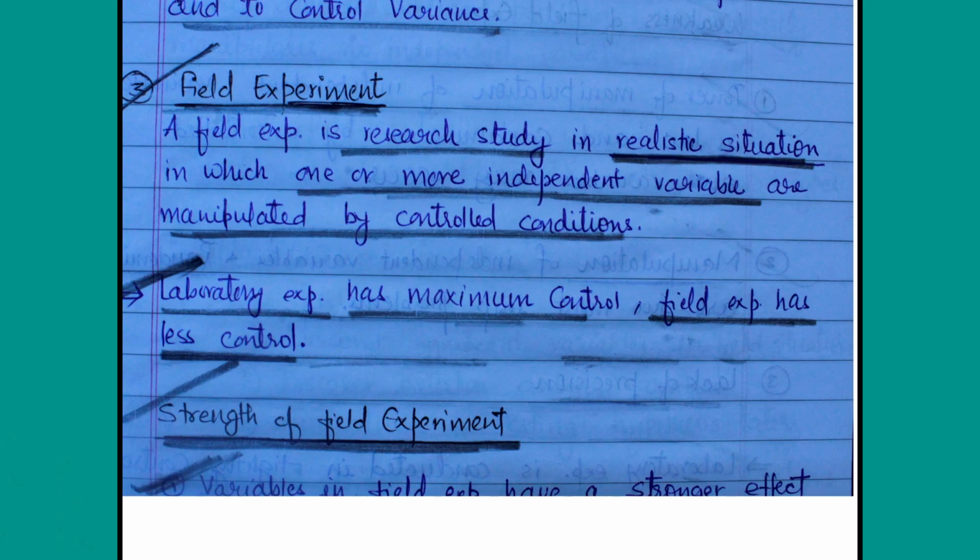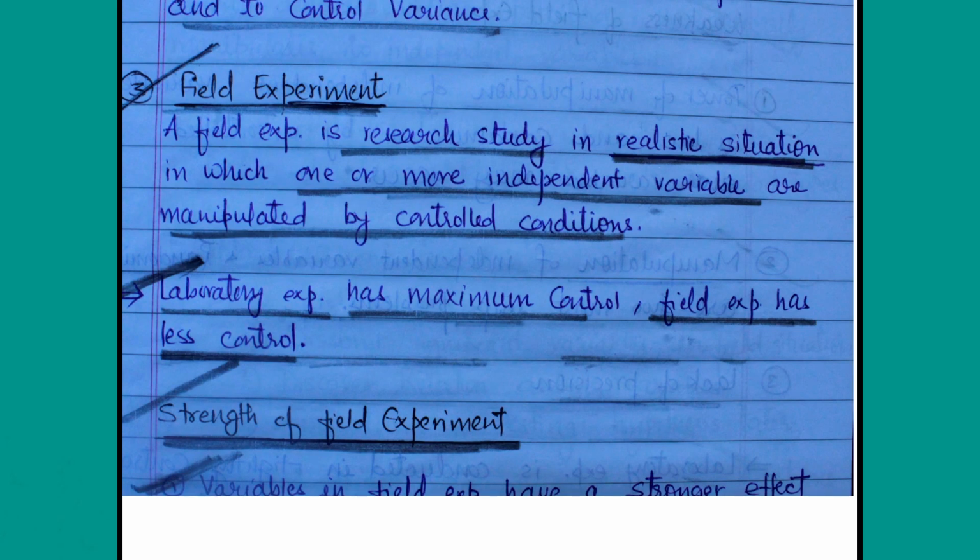A field experiment is a research study in a realistic situation in which one or more independent variables are manipulated under controlled conditions. The same thing which you do in the laboratory, you are doing in the field, but because it is the field and not the laboratory, it is a realistic situation. And here also you are able to control certain independent variables. However, the intensity of controlling those independent variables will be low as compared to a laboratory experiment. In a laboratory experiment you will control those variables 100%, but in the field you will not be able to control 100%, but up to a certain percentage you can control and manipulate those independent variables.